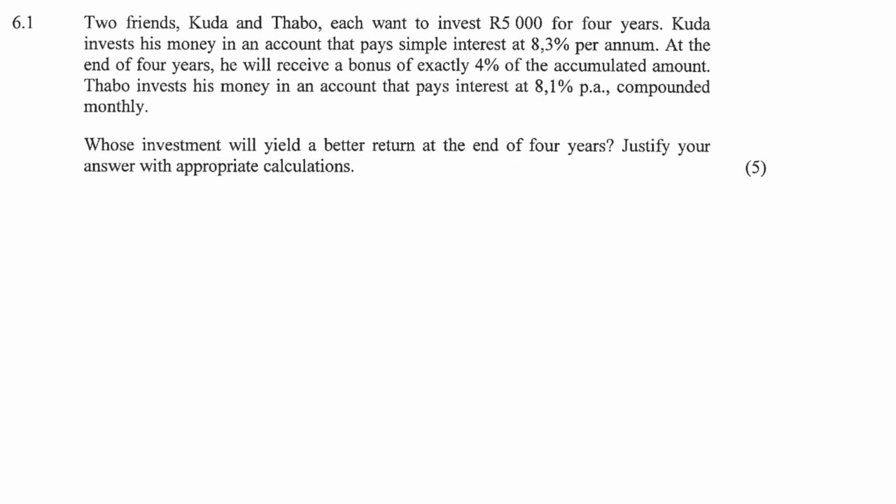Okay, so straight off the bat, I would assume, I think Tabo, because compounding usually goes better. I mean, it always goes better. But I also know that they're going to give Kuda a bit of a bonus. Okay. Anyways, I'm just busy trying to figure this out manually. But let's quickly go solve this.